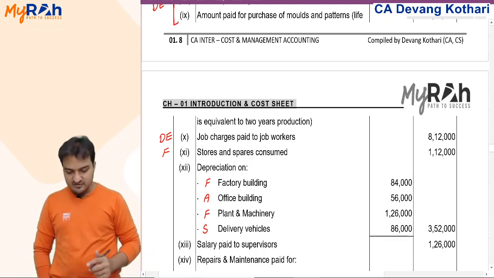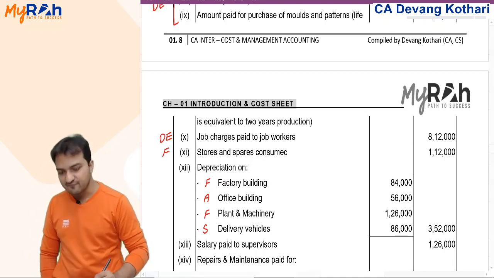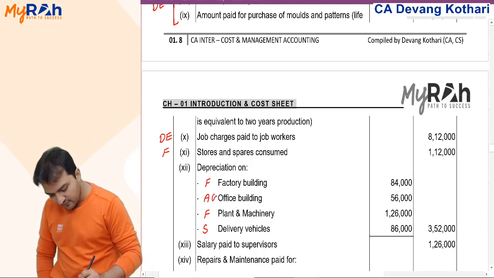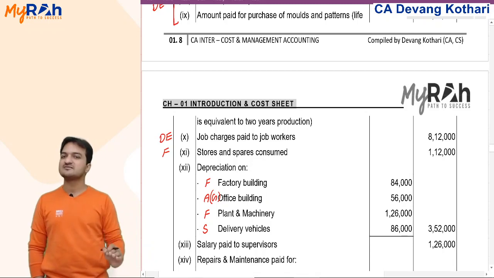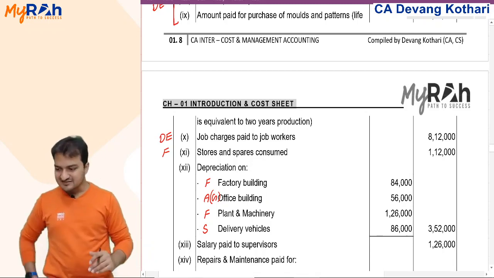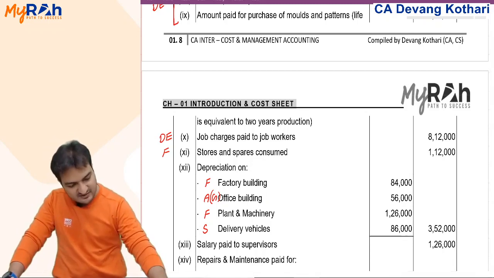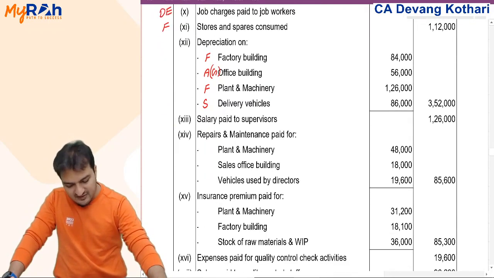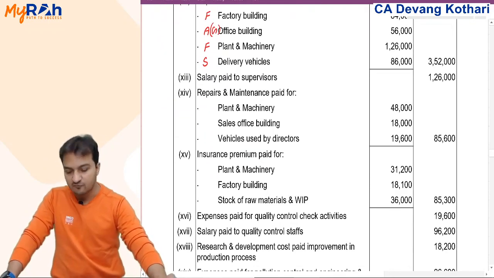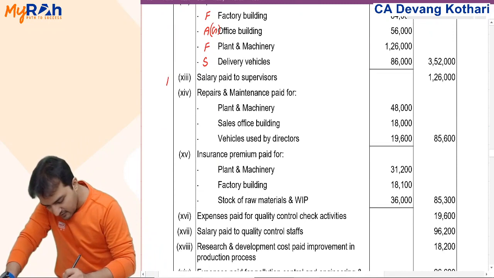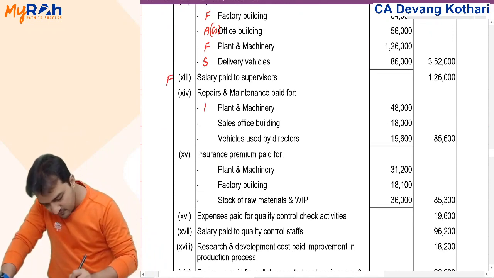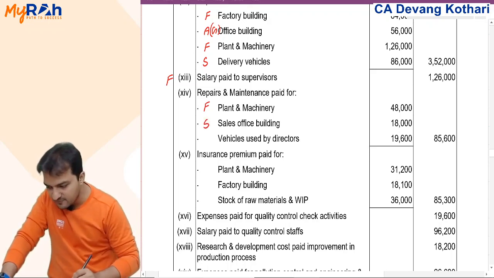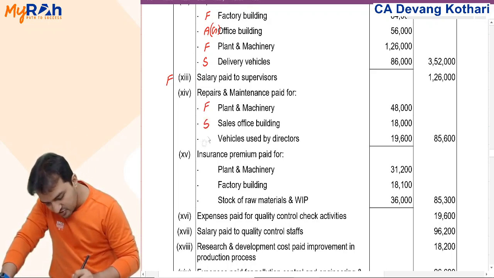This depreciation of office building, when I say admin overheads, which admin overheads? It will be general admin. When nothing is mentioned, always consider it is general admin. Salary paid to the supervisor. Supervisor is working where? Whom does he supervise? He will supervise the factory worker. When you don't know anything, put that under factory overheads. Repair maintenance for plant machinery is factory overheads. Sales office is selling overheads, and vehicle used by director goes under general admin.